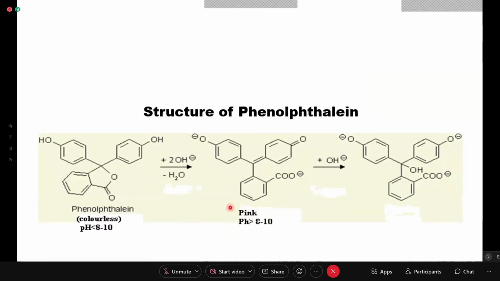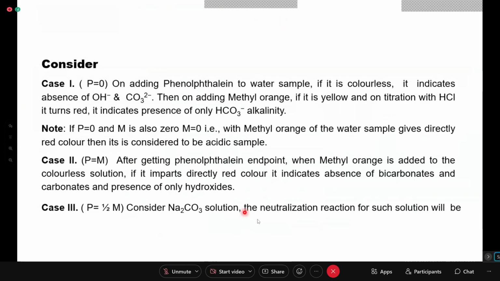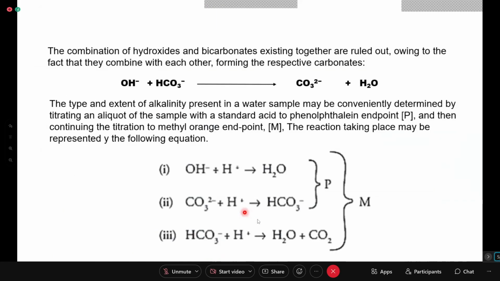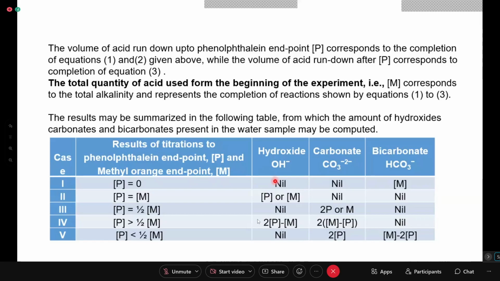This phenolphthalein is colorless below 8, and above 8 it becomes this quinonoid form, or it becomes pink in color. It is seen that it is having hydroxide and carbonate above 8, and that is why hydroxide is absent, carbonate is also absent, and whatever is there is bicarbonate alkalinity, which corresponds to M. The volume of acid run down to get a color change from yellow to orange red is M. So that will correspond to bicarbonate.